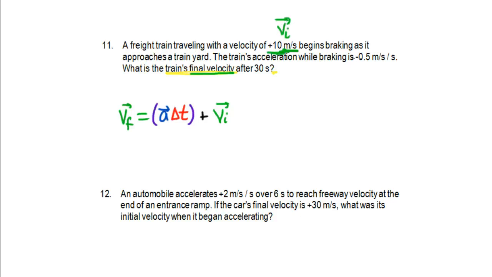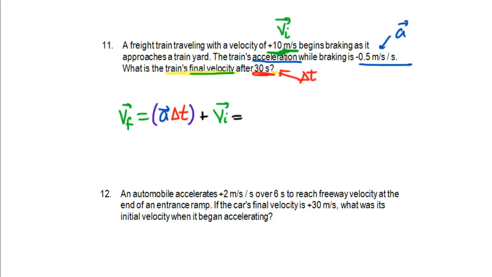I can see it says the train's acceleration while braking. So it already tells me the acceleration while braking is negative 0.5 meters per second squared. So I know this is my a. All I need now is my delta t, after 30 seconds. So this right here is my delta t. That's what's given. There's my equation. Let's plug in.